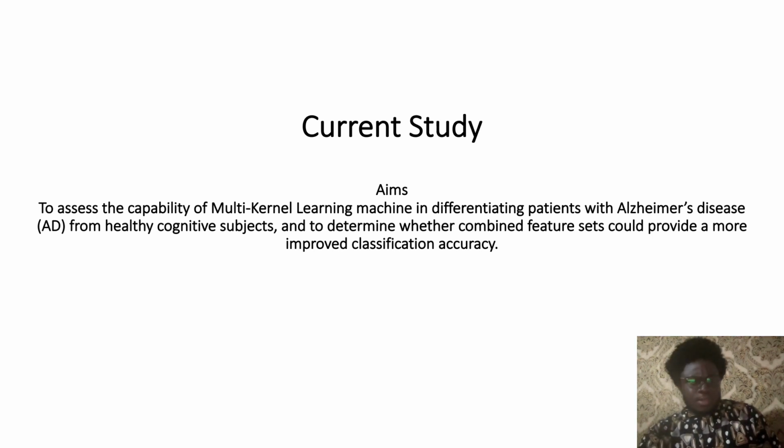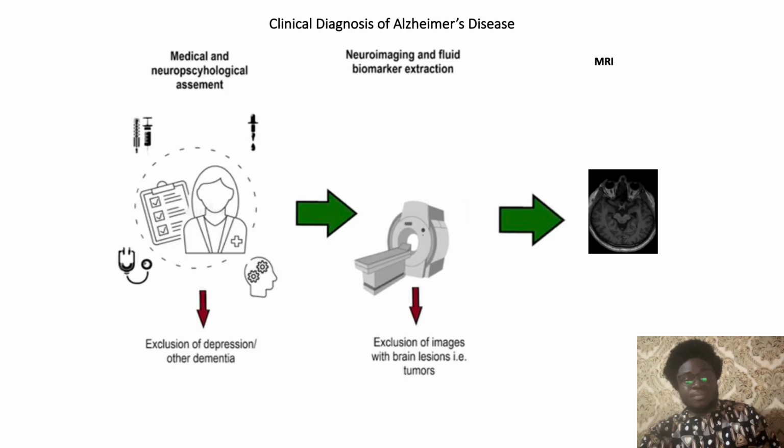The study intended to assess the capability of a multi-kernel learning machine in differentiating patients with Alzheimer's disease from those with healthy cognitive status, and then to determine whether combined feature sets could provide a more improved classification accuracy. So here, our patients went through the routine medical and neuropsychological assessments where depression and other dementias were excluded. Then they went through neuroimaging, where they specifically did an MRI study.